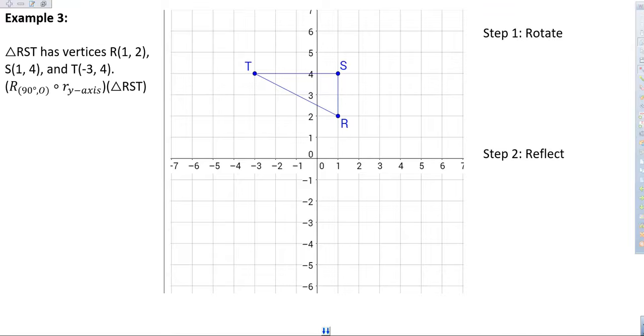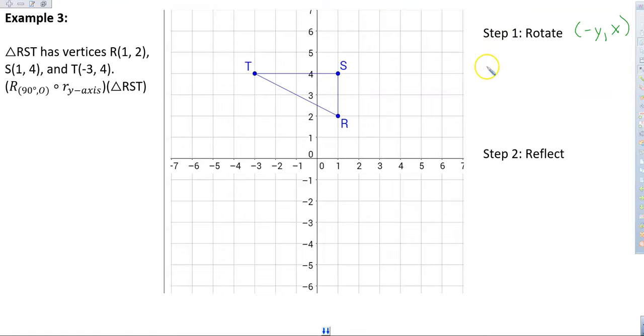So let's take a look at actually doing multiple transformations. We're going to start with triangle RST, which is going to have the coordinates R at 1, 2. S is going to be at 1, 4. T is going to be at negative 3, 4. And I'm going to start by rotating 90 degrees about the origin, and then we're going to reflect it across the y-axis. So first things first, when we rotate 90, remember that my rule for a 90-degree rotation is (x, y) goes to (negative y, x). So I'm going to start by doing that one first.